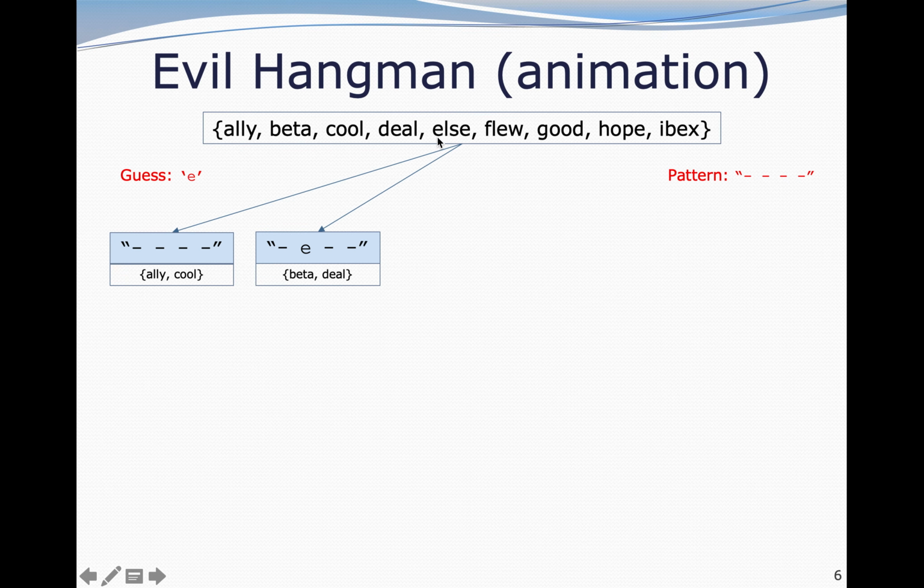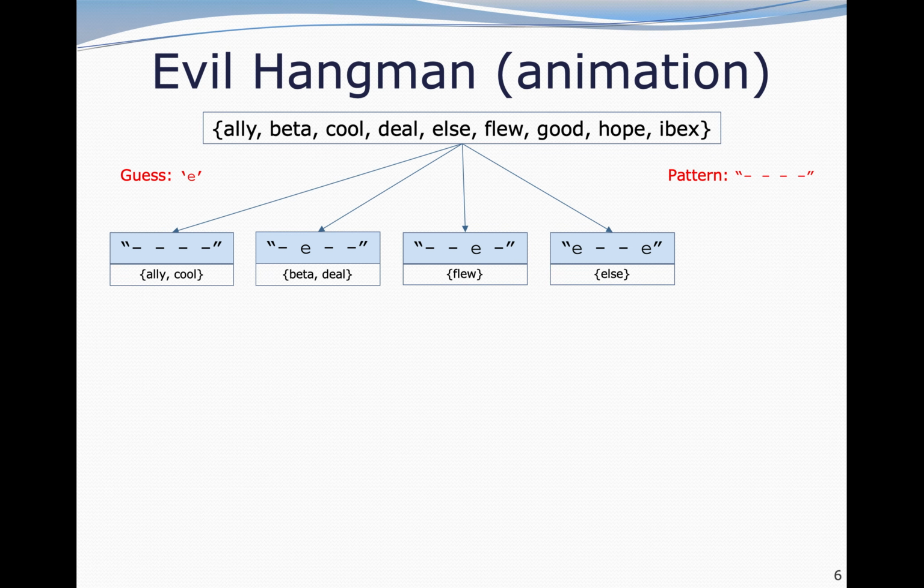So else has a pattern of E dash dash E. So if we update our map appropriately, we see we have a new entry with a new key that's different than this pattern over here, even though both contained an E. And flew, well, that's going to be a new pattern as well. And we can walk through. Good, again, contains none. And then hope contains one E at the end. And ibex, well, that contains the same pattern as flew.